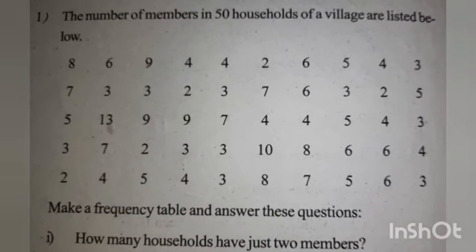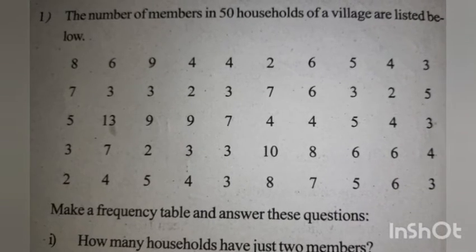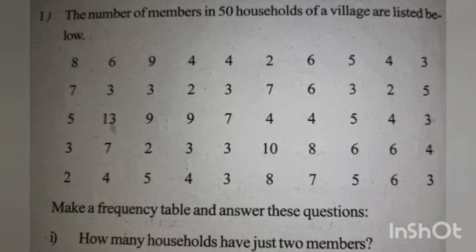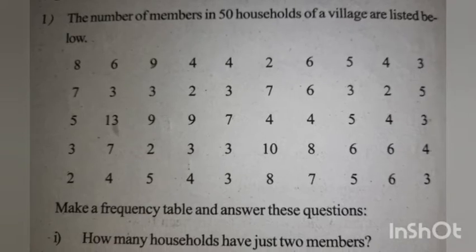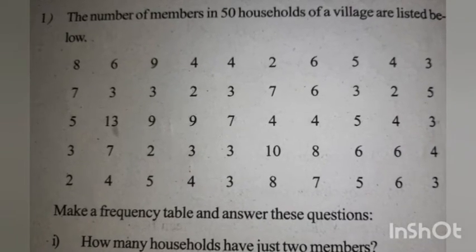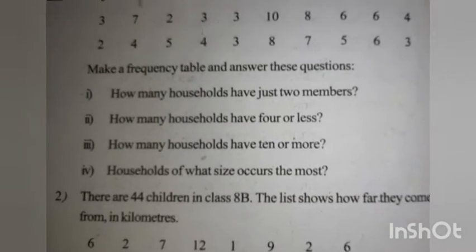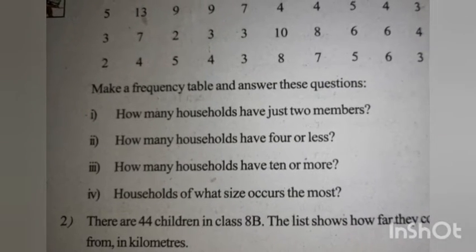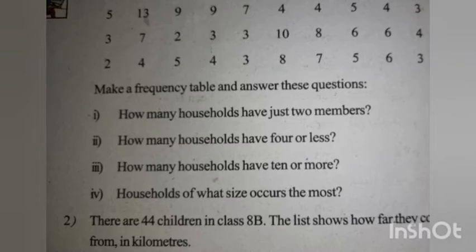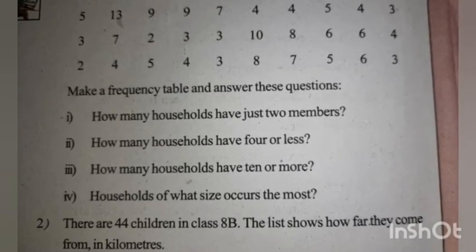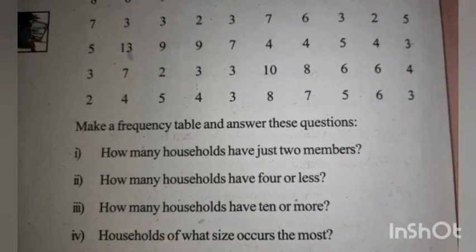The number of members in 50 households of a village are listed below. Make a frequency table and answer the questions. How many households have just 2 members? How many households have 4 or less? How many households have 10 or more? Household of what size occurs the most? So these questions you have to fill in.